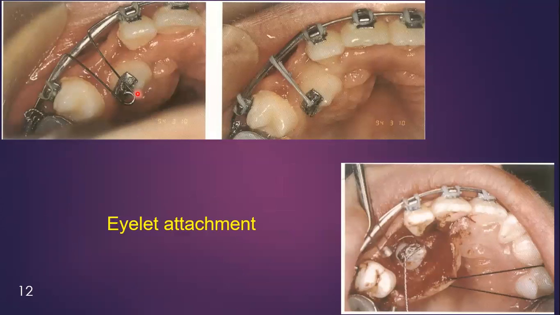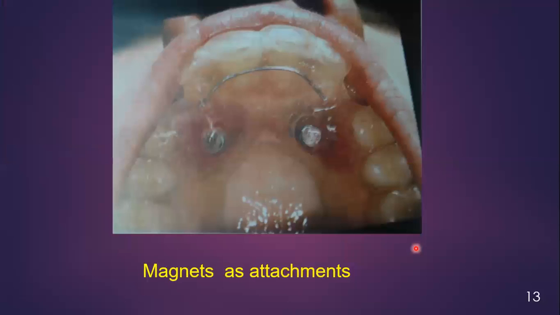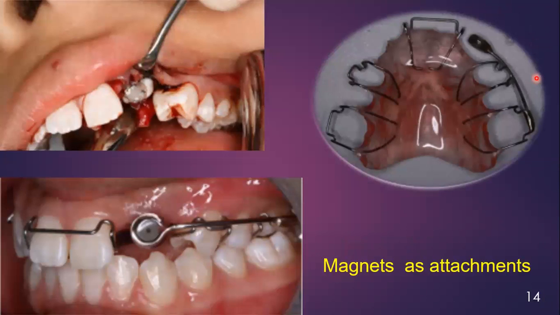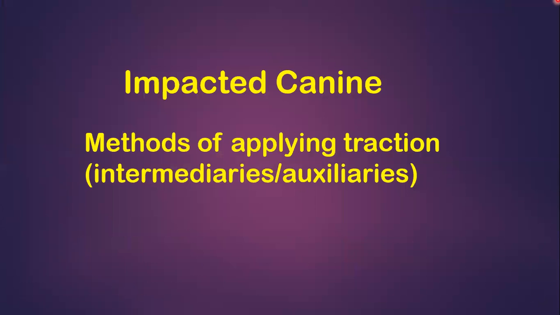This is also showing the eyelet attachment. This is the eyelet having an eye. Here you can see an eye and different traction. Here is a loop attachment. Here is an elastic. Here you can see a steel wire attached with the eyelet. Now magnets are rarely used. Here you can see a magnet attached, but these are rarely used as an attachment.